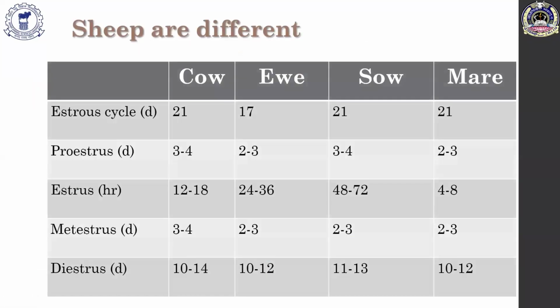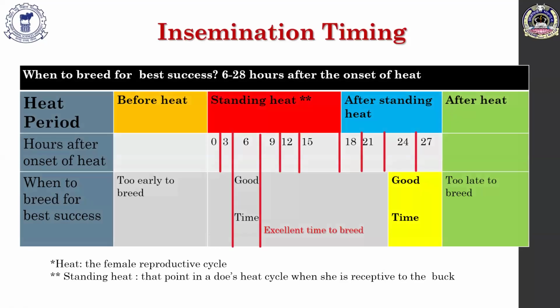Sheep are different as compared to goats. Here we can see the estrus cycle of 17 days, having various phases of estrus. We can see the insemination timing. When to breed for best success? It is 6 to 28 hours after the onset of heat. From the 9th hour of standing heat.